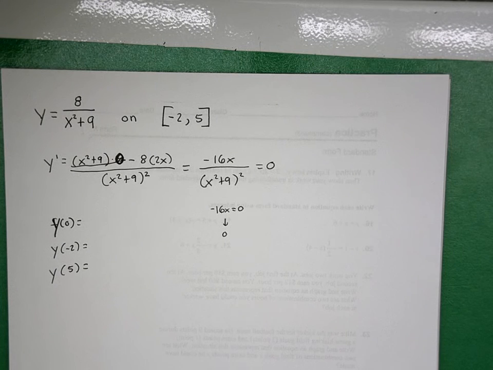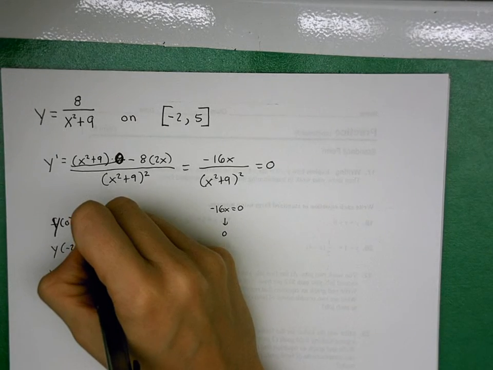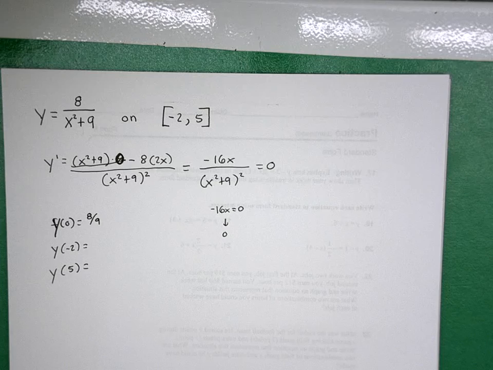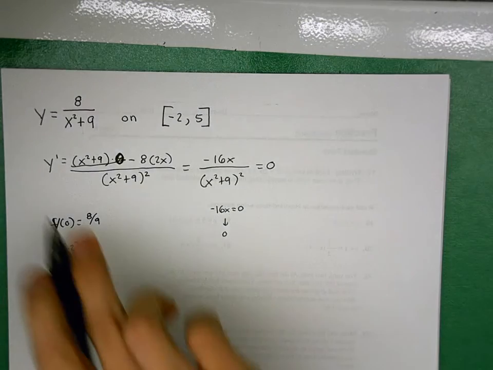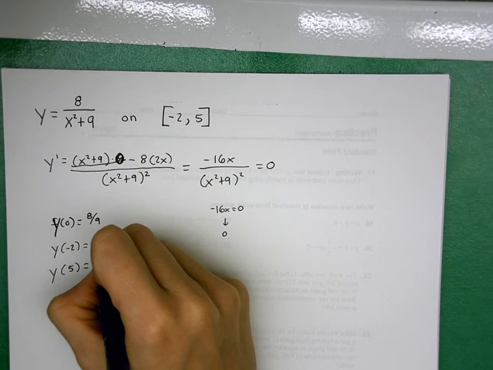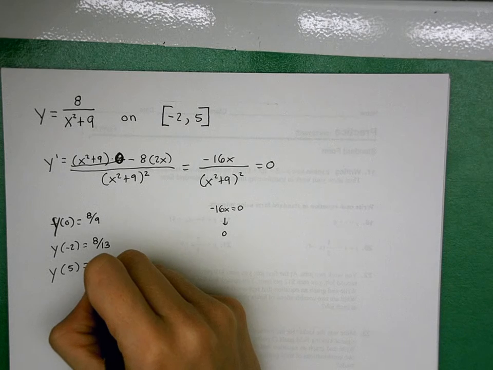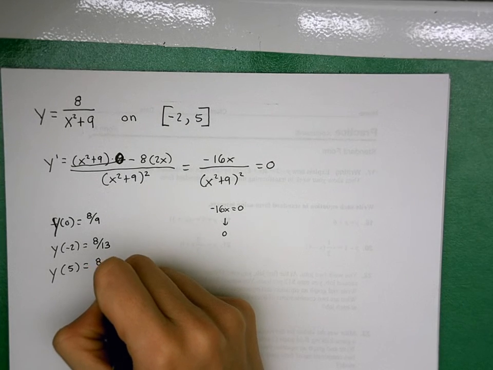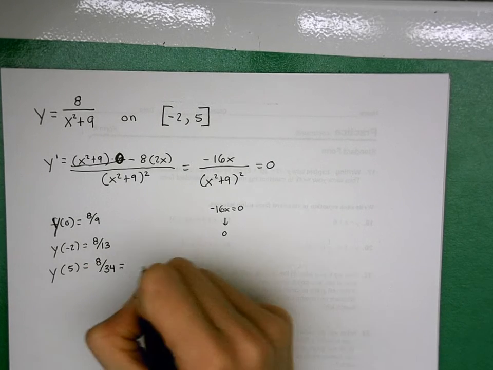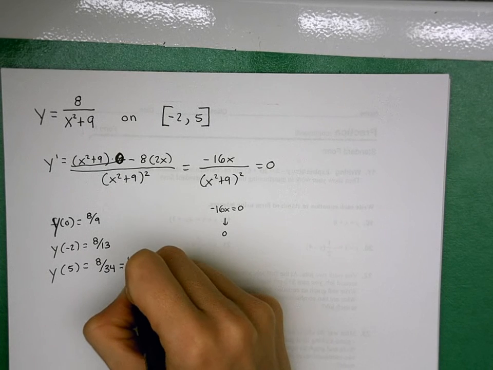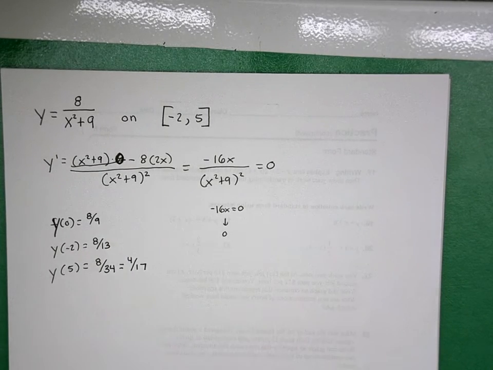Okay, so one more time, you're going to plug them into the original function. When we plug in 0, we get 8/9. When we plug in negative 2, we get 8/13. And when we plug in 5, we get 8/34. Or, if you were to reduce that, 4/17.